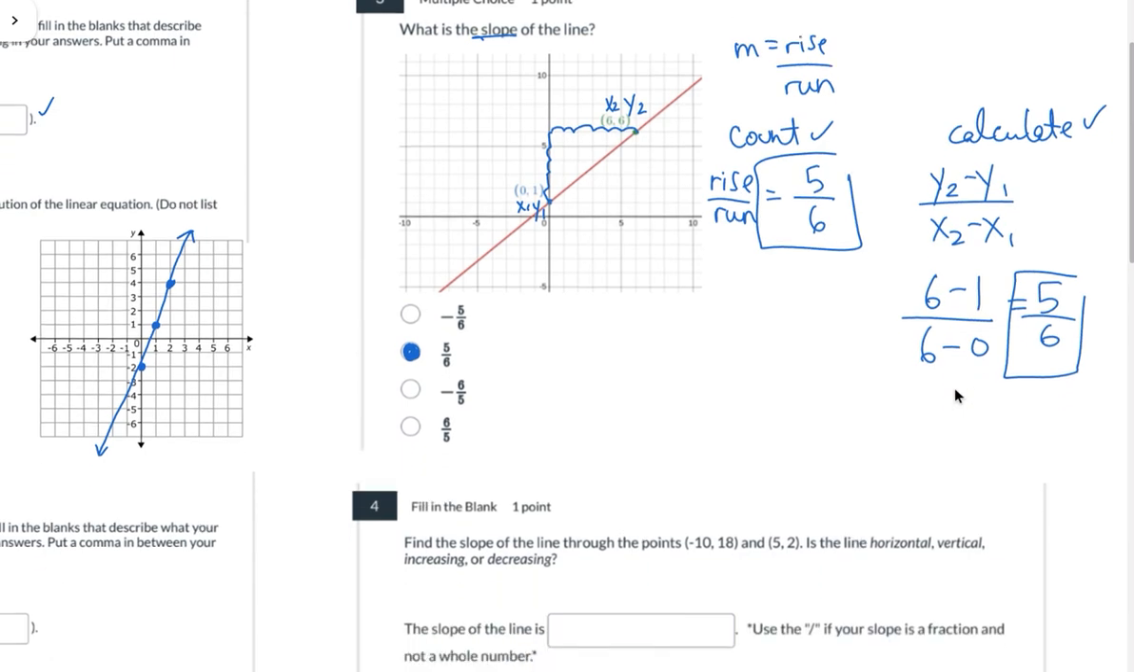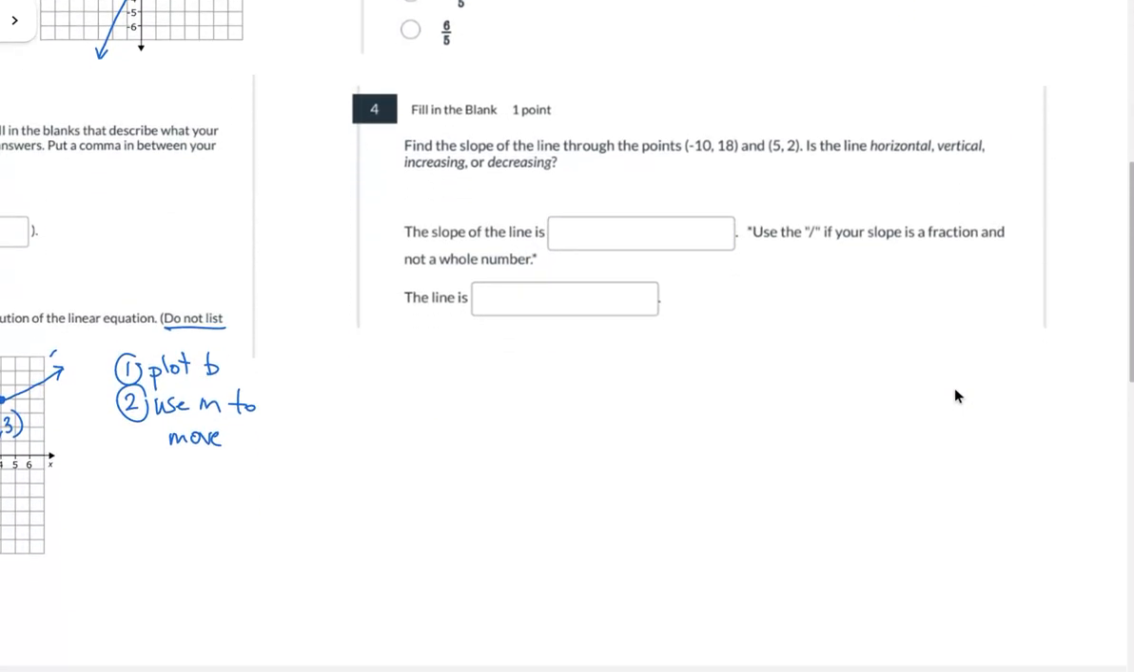All right, let's see, number 4. It says, find the slope of the line. So I'm saying, what is m? Find the slope of the line through the points (-10, 18) and (5, 2). Is the line horizontal, vertical, increasing, or decreasing? The slope of the line is, and then it told me that I would use the slash bar to be able to make a fraction.